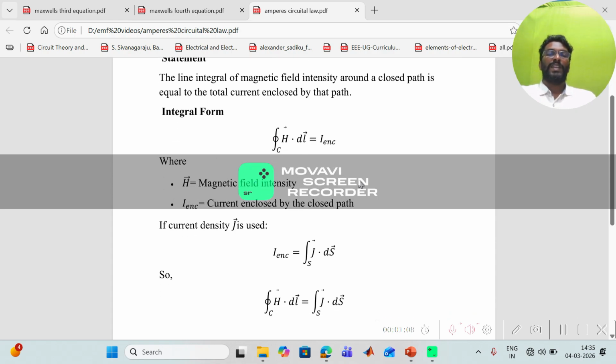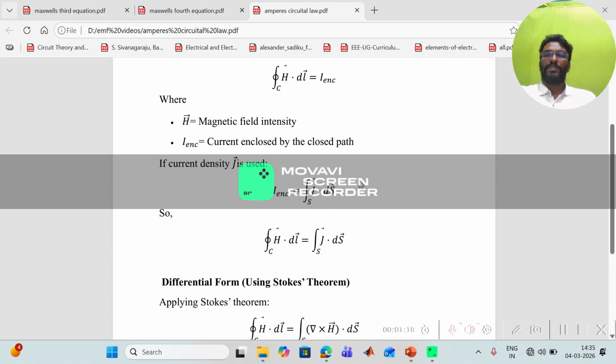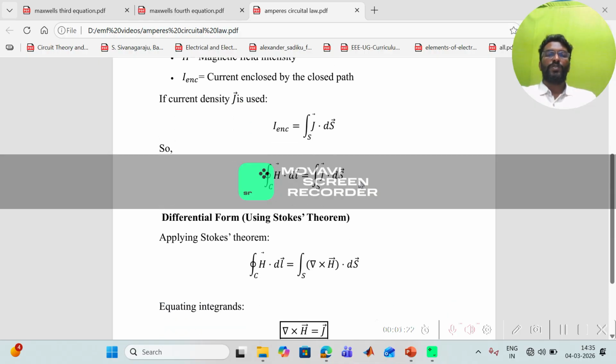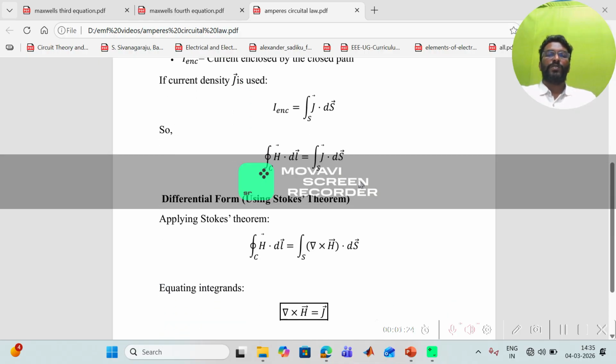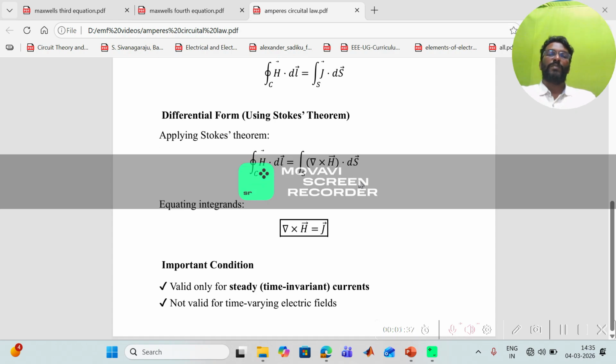If we represent J as the current density, I enclosed can be expressed as the surface integral of J bar dot ds. So closed integral of H bar dot dl is equal to surface integral of J bar dot ds. By applying Stokes theorem to the left hand side of the equation, the closed integral of H bar dot dl is equal to surface integral of del cross H dot ds. If we equate the integrands on both sides, it becomes del cross H is equal to J bar.